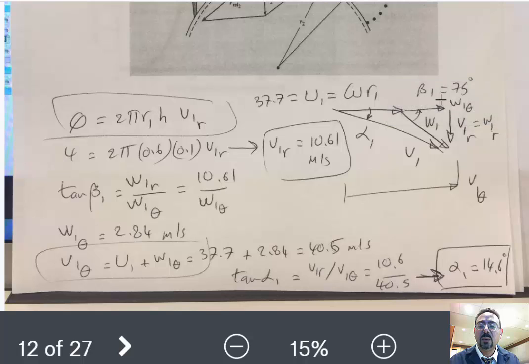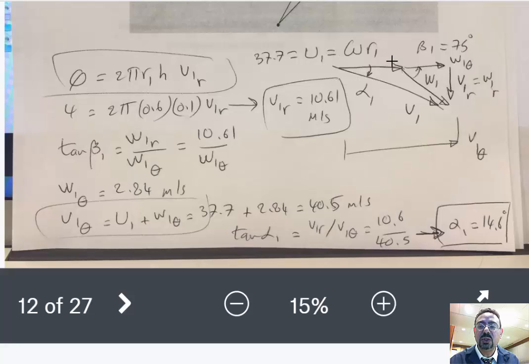Then we actually have the whole horizontal component of V1, and we have the vertical component of V1. So from that you would say, well, V1 theta is U1 plus W1 theta, it's 40, and you'd say tan alpha is eventually this over this, 10.6 over 40, and alpha is 14.6, right?